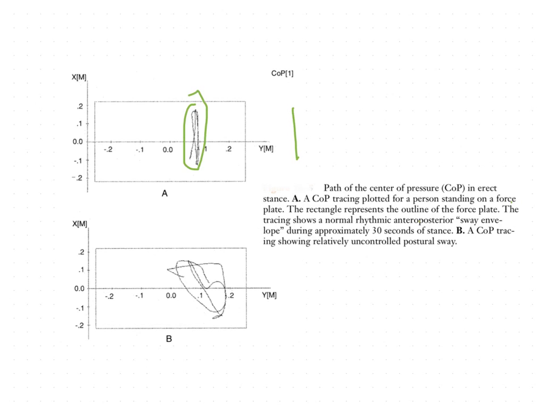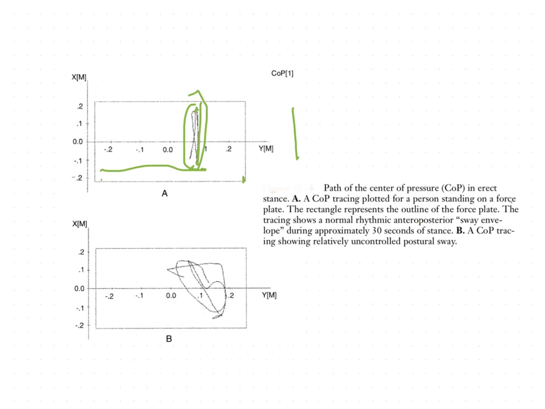The rectangle represents the outline of the force plate. The tracing shows a normal rhythmic AP, antero-posterior sway envelope. So you can see the antero-posterior sway envelope during approximately 30 seconds of stance.